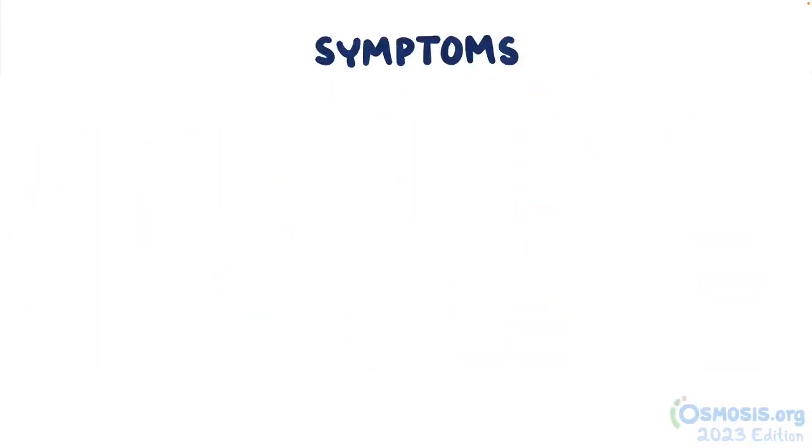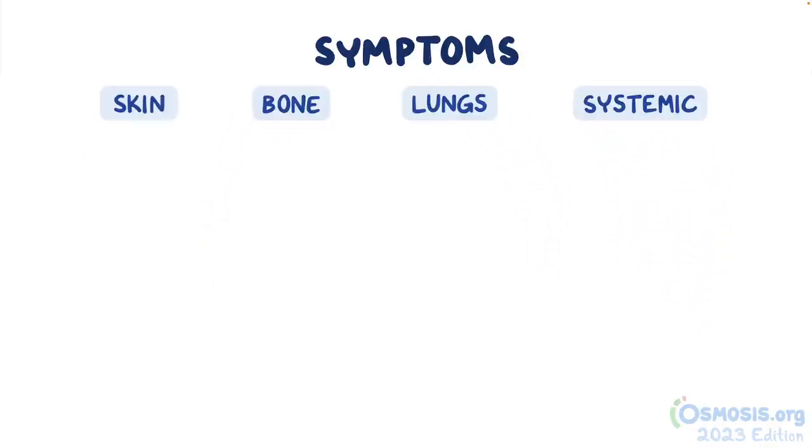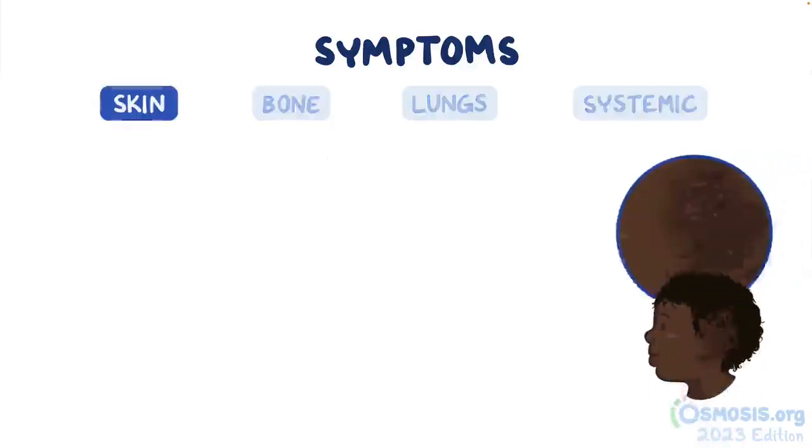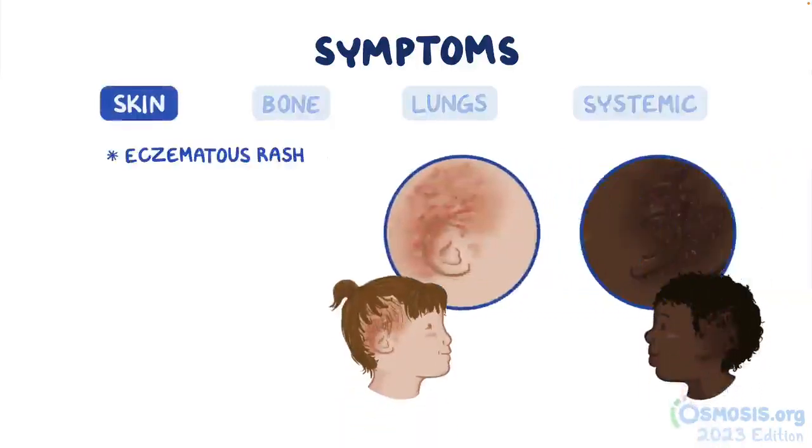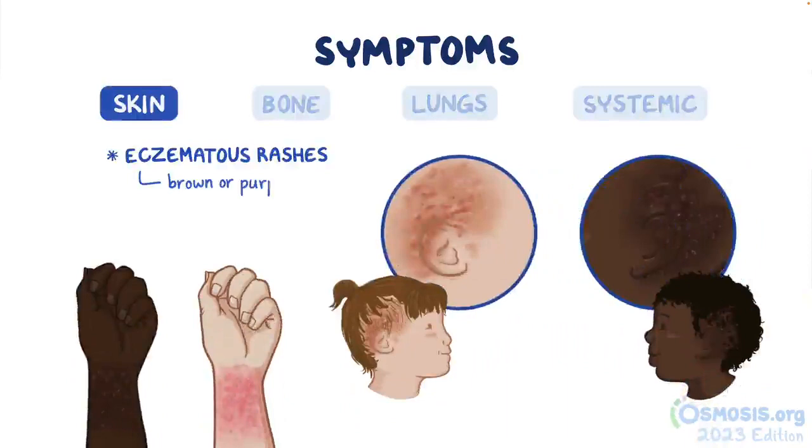Symptoms of Langerhans cell histiocytosis vary depending on the body systems affected, ranging from isolated lesions in the skin, bone, or lungs to systemic disease affecting multiple body systems. Common skin manifestations include eczematous rashes over the body, brown or purple skin bumps, and bleeding ulcers, especially behind the ears and in the scalp.